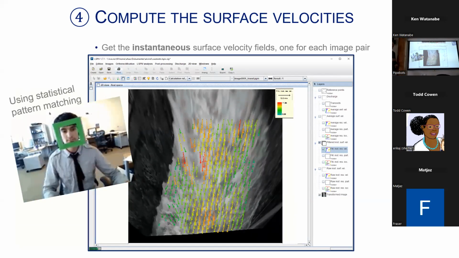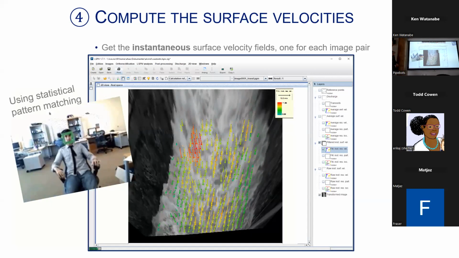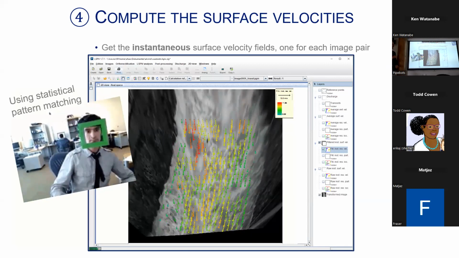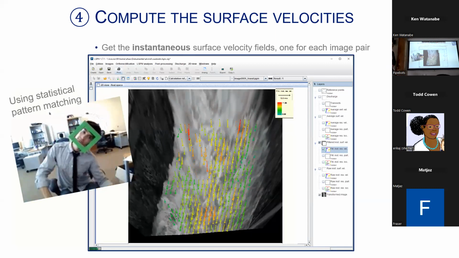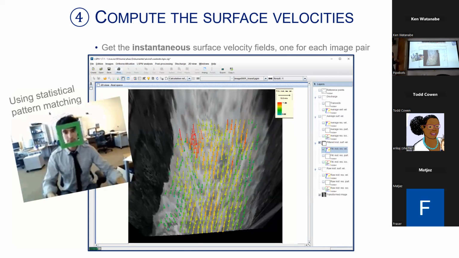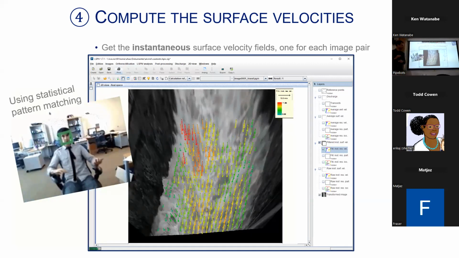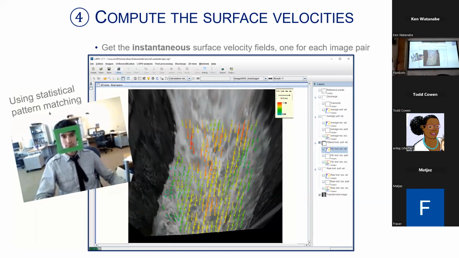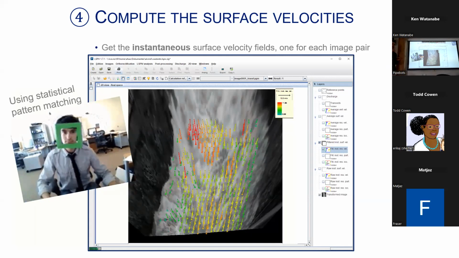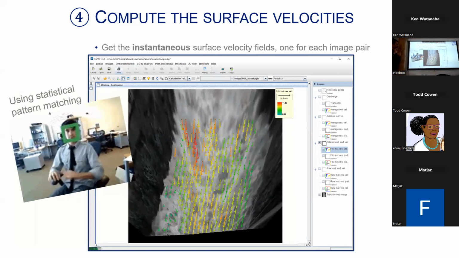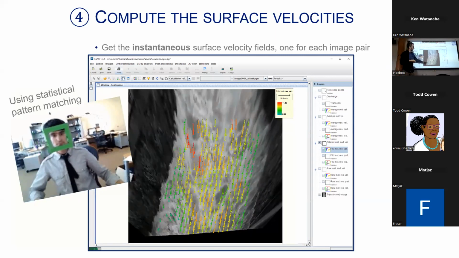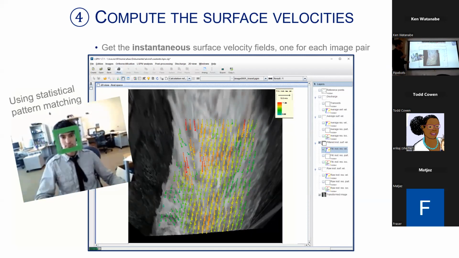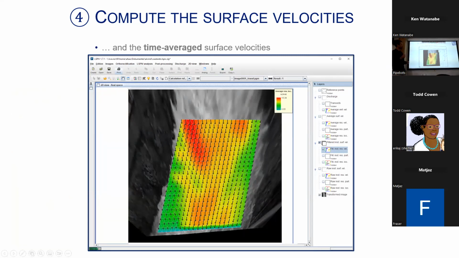Like that. Okay, so at the end, you have instantaneous surface velocity. You have an instantaneous surface velocity field for each pair of images. And you can see that it's a 2D surface velocity field. So that's the strength of this kind of method, PTV or PIV, is that you can measure a 2D surface velocity field instantaneously over a large area.